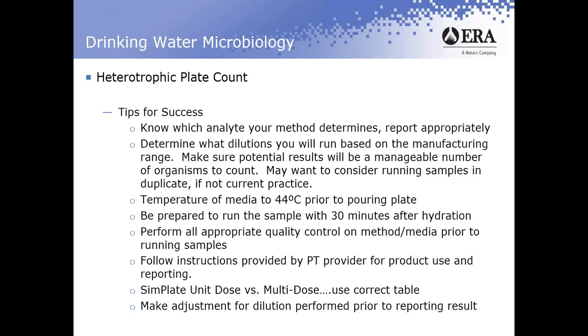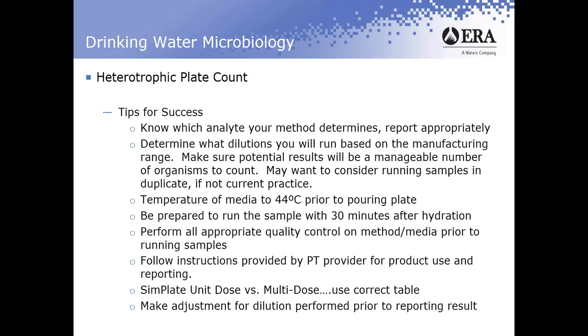You want to make sure that you're running dilutions that are going to give you plates that give you a reasonable number to count. If you were to simply run a 1 ml dilution and you were counting 500 organisms on a plate, there's a high probability of error when you're doing that count. So you want to run a number of dilutions that's going to give you a reasonable plate. And also duplicates just to make sure that the data that you're generating is consistent across dilutions.